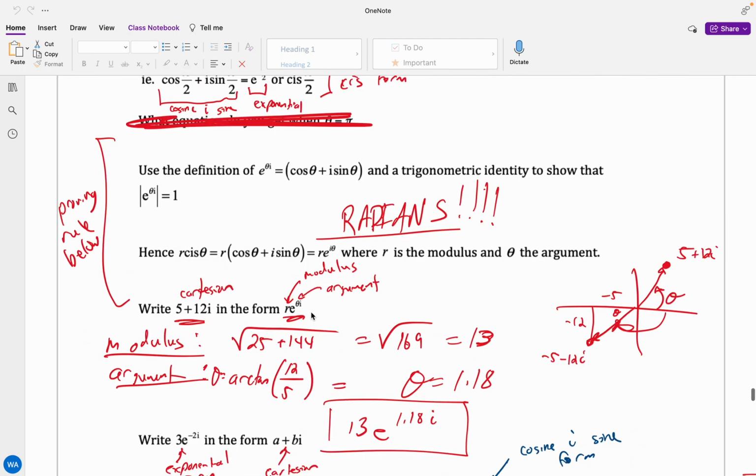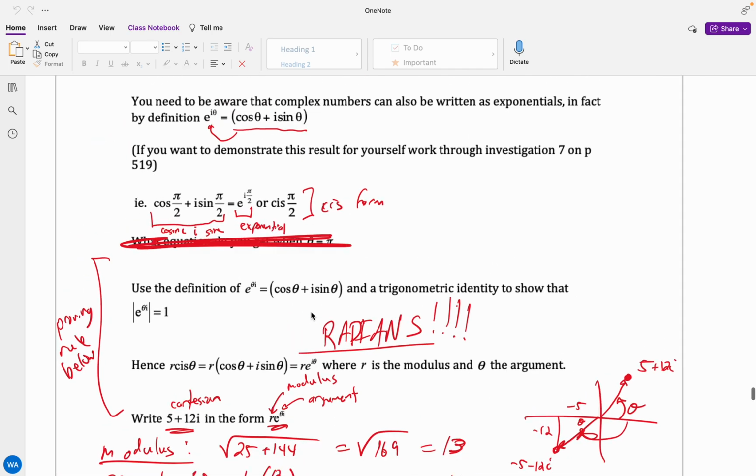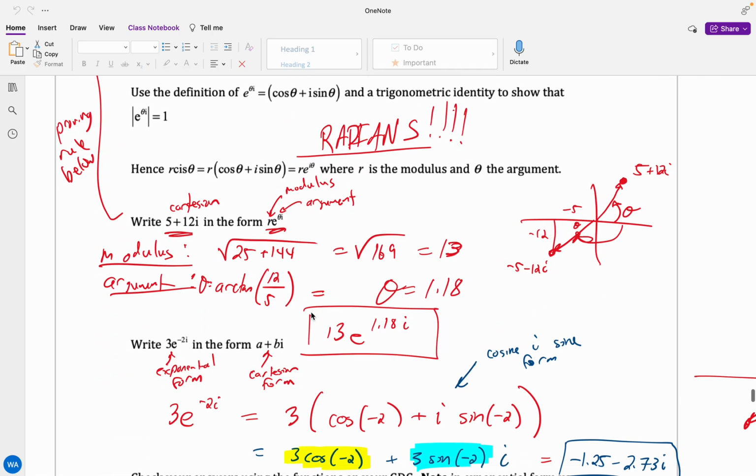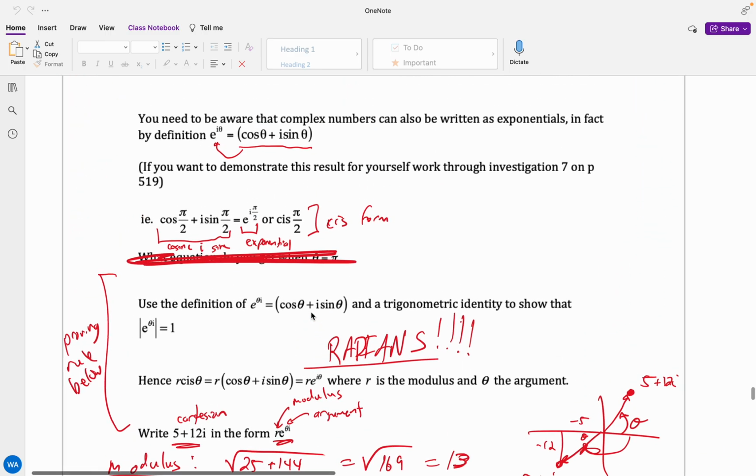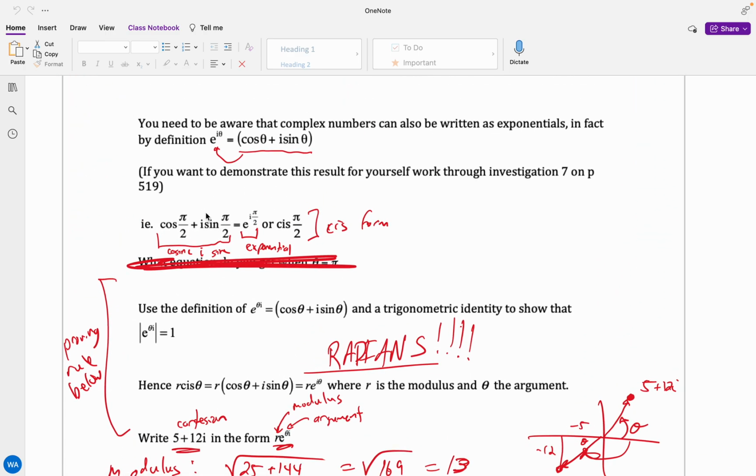Okay, so this is the part that we hadn't gotten to yet. And really it's just showing one more representation of complex numbers. And so you just need to be aware that complex numbers can also be written as exponentials.